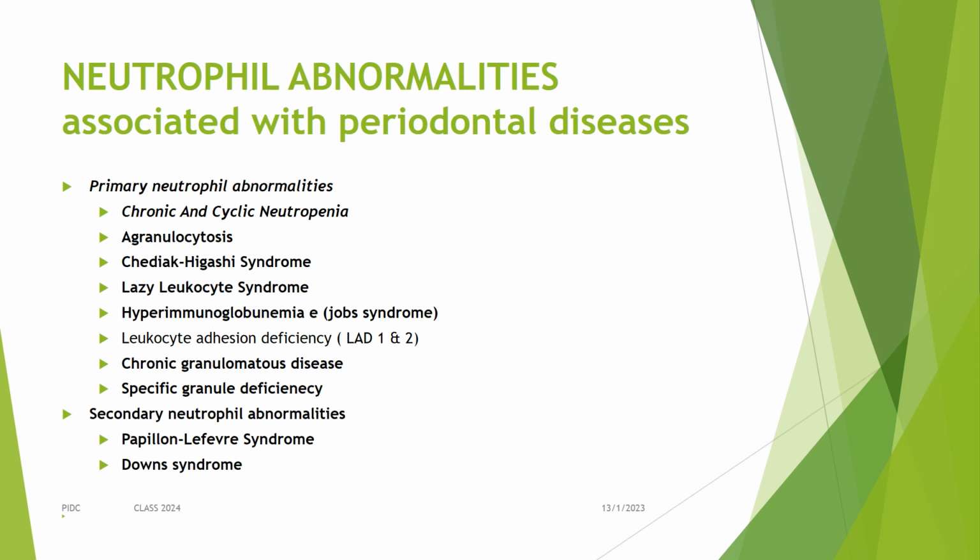Next, coming on to neutrophil abnormalities associated with periodontal diseases. Again, this is also important. Please pay attention. Primary neutrophil abnormalities would be neutropenia, agranulocytosis, Chediak-Higashi syndrome, lazy leukocyte syndrome, immunoglobulinemia, leukocyte adhesion deficiency, chronic granulomatous disease, specific granule deficiency. Secondary neutrophil abnormalities include Papillon-Lefevre syndrome and Down syndrome.